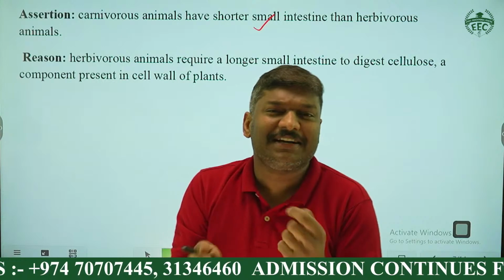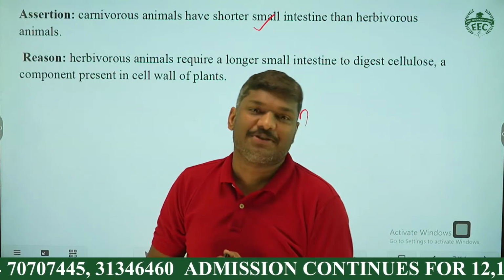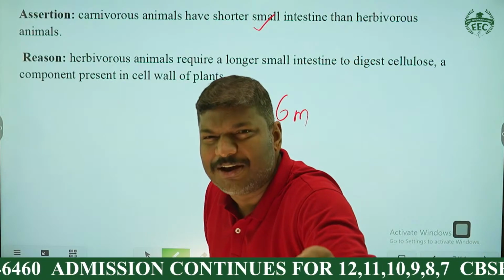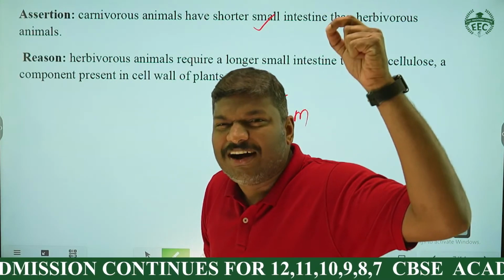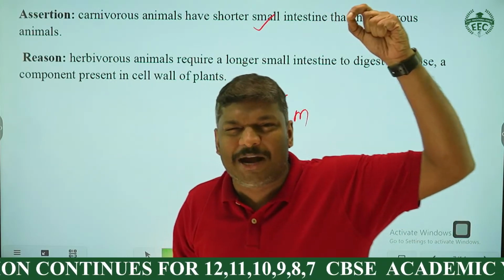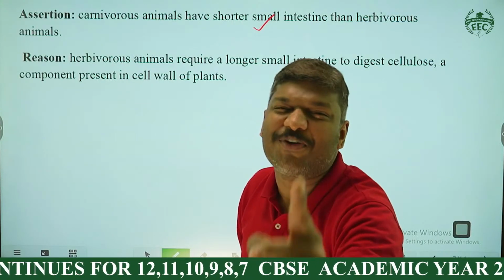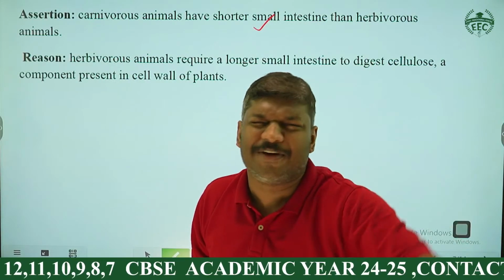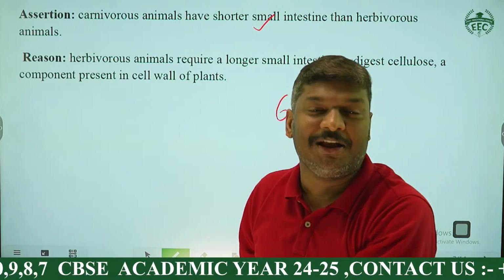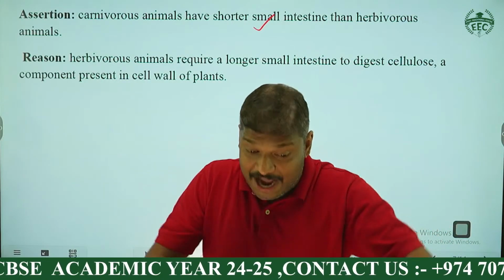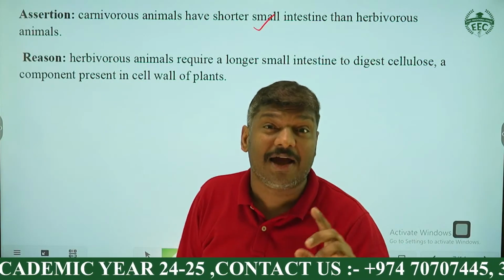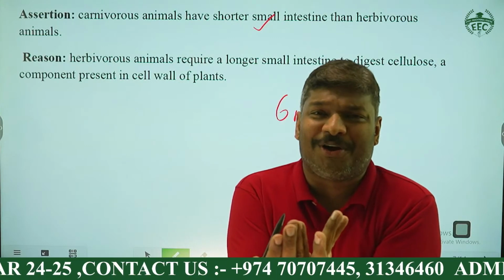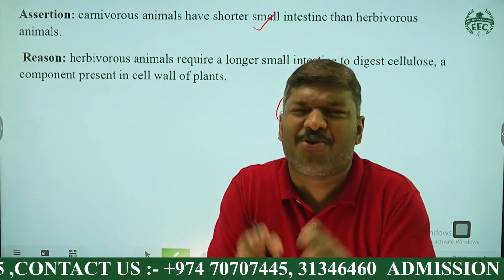The reason is the type of food that they are eating, my dear students. Carnivorous animals are taking flesh. That flesh means what? You can see that animal, right? Animals are not made up of cell wall, you know that, and cell wall is made up of cellulose. Cellulose is very difficult to digest, right? That's why the zebra, the deer, the elephant and the giraffe are all herbivorous animals. Herbivorous animals have a longer small intestine because they have to digest cellulose, while carnivorous animals do not require any such digestive enzyme because they are not taking plants.